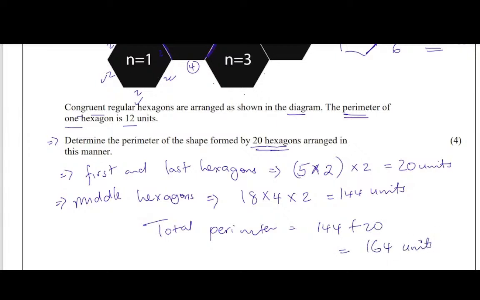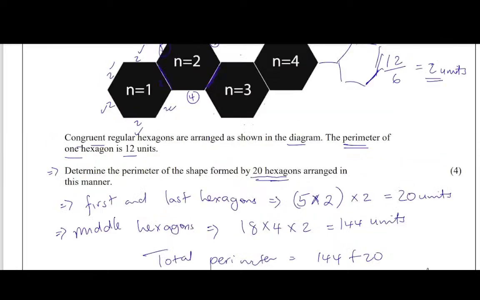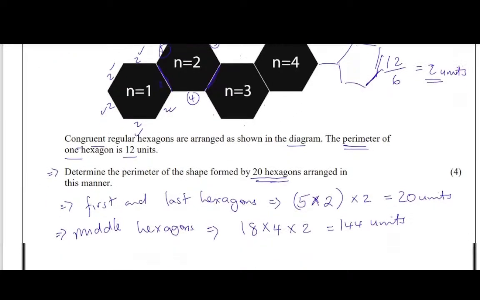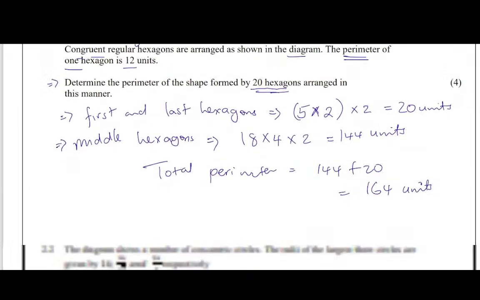Now remember, for as long as it's perimeter, our point of interest is just the distance that is outside of the shape. The distances that are shared do not count in this case. Just focus on the outside only. Okay, so 164 becomes our answer.